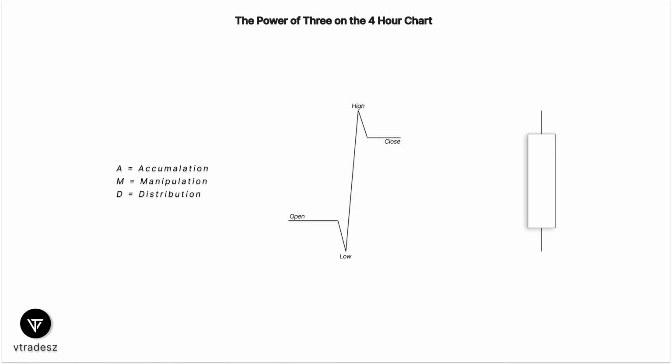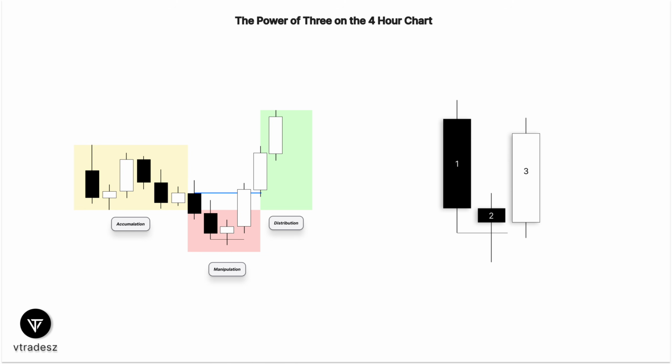Our entire goal is to identify when that manipulation leg is finished, so we can catch the distribution leg, which is the real move. If we look at our candle sequence, again, candle 1 is the accumulation. Candle 2 is the manipulation. If candle 2 has that small, shallow wick we talked about, then the distribution happens inside candle 2 as well.